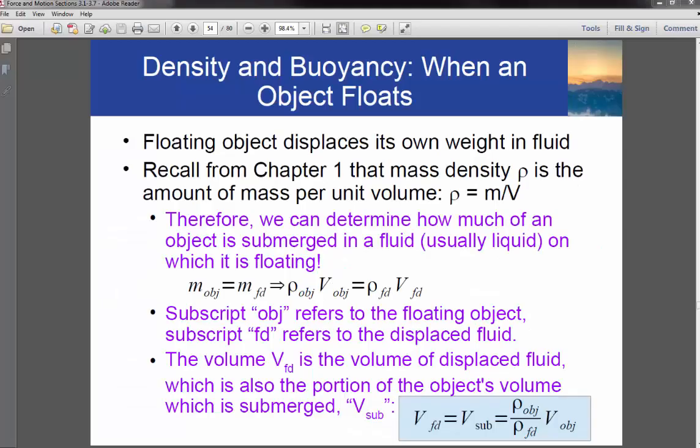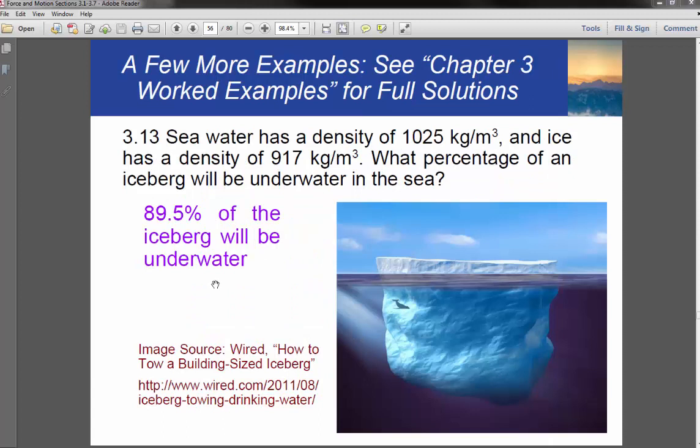The most relevant equation to use for this is found here in our notes, and it says that the volume of the fluid displaced is equal to the volume submerged of the object, and that is the density of the object divided by the density of the fluid times the volume of the object. In fact, I worked a similar example. It says MEX 13, which basically means it's a modified version of this example here.